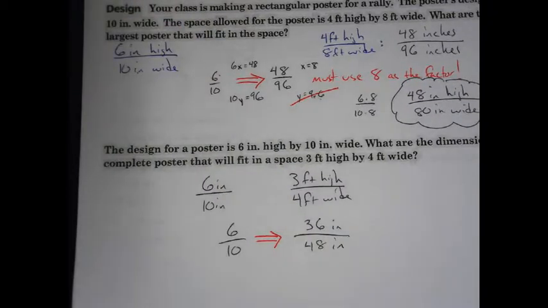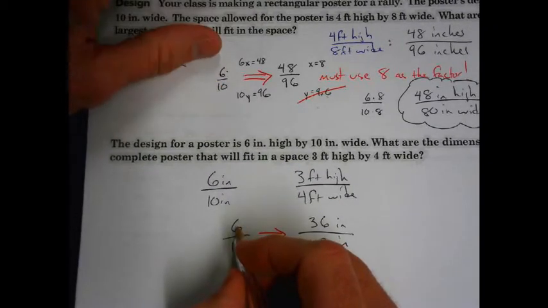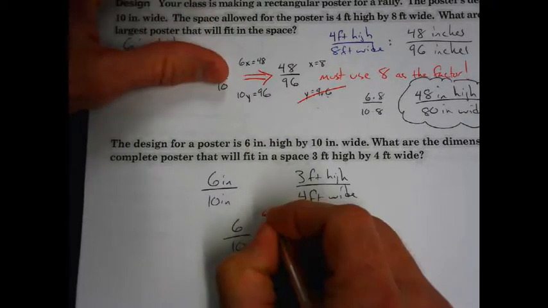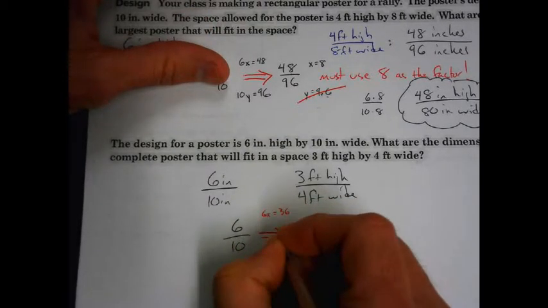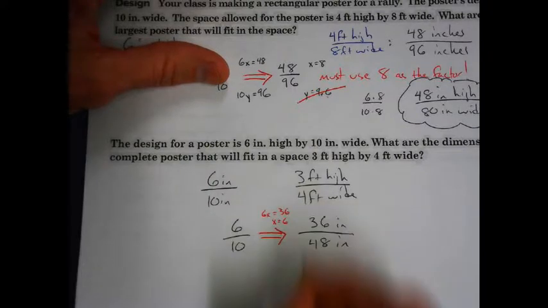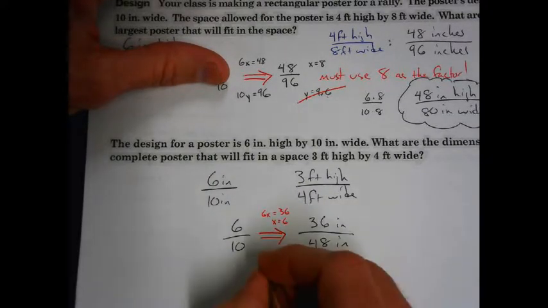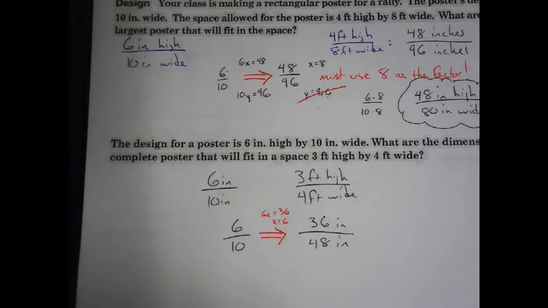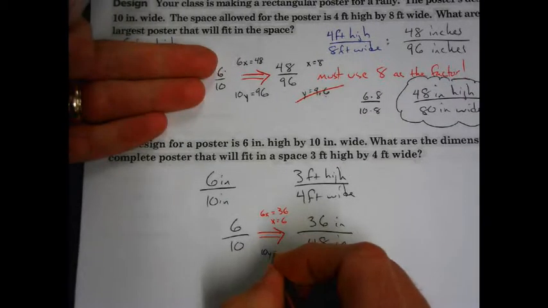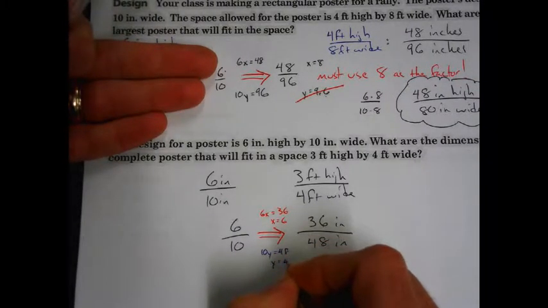So, again, we have to figure out, what is the scale factor? What can we grow the height by to get to 36? Some number times 6 would be 36, and we know that scale factor would be 6. And then what would we grow the width by to get from 10 to 48? Okay, so we would see that y is 4.8.